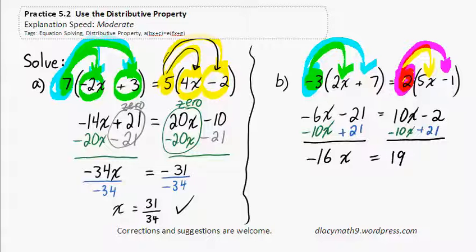Well, in order to find out the answer, I will make a coefficient of 1 by dividing through by negative 16, and that gives me x is equal to another ungainly number. 19 is a prime number. There will be no division or reduction here of this fraction. It's negative 19 over 16.